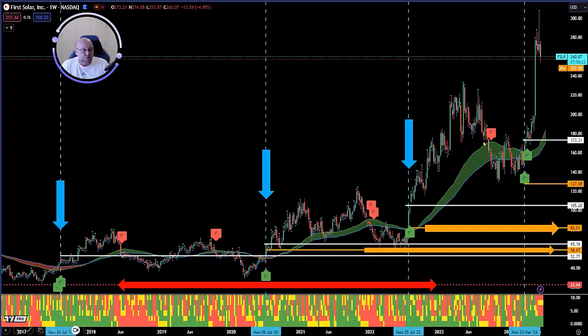At 173.31, we add some more above the weekly close of that weekly candle before. So now we have an average holding price of 127.68. Currently, we're at $260. So really, really great trade.